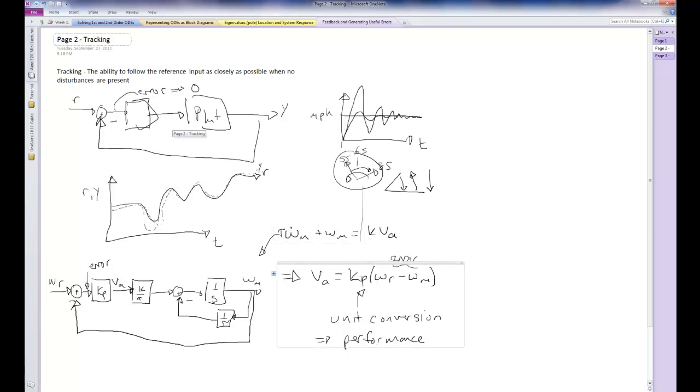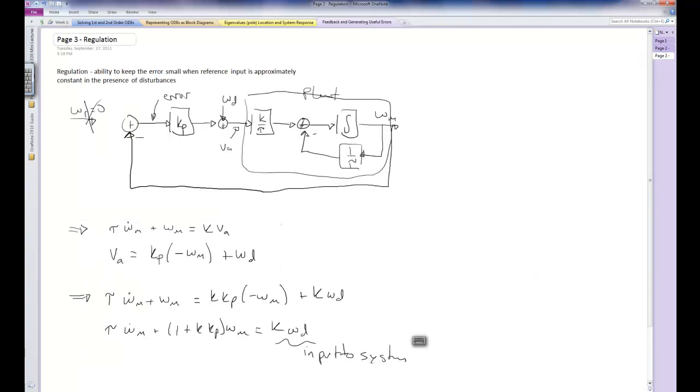Because notice Kp is multiplied by, if we write this all out, we have tau omega m dot plus (1 plus k kp) omega m is equal to k kp times omega r. So in the tracking problem, kp and omega r can conspire to generate some sort of change in the system as an input, whereas here in the regulation problem, omega d is just sitting off here by itself times k, and our choice of kp doesn't impact the system. So our choice of control law, or controller, is really going to impact our ability to track or regulate various systems. And in either case, generating this error as either a regulation or a tracking error ends up being a useful construct.